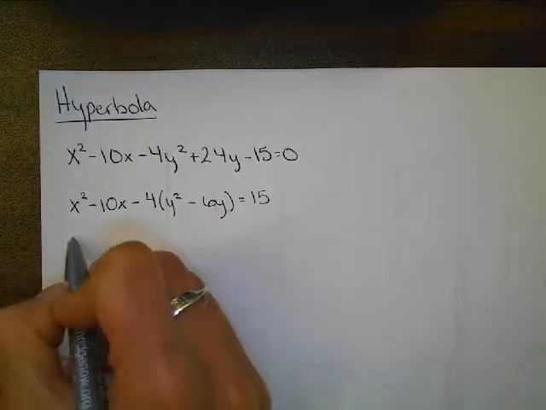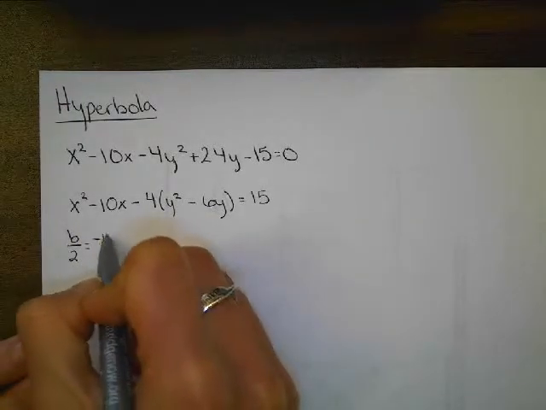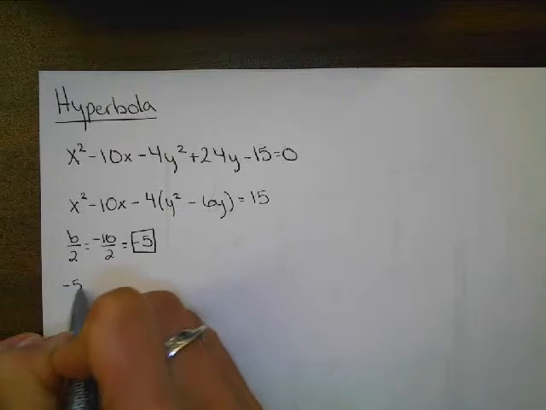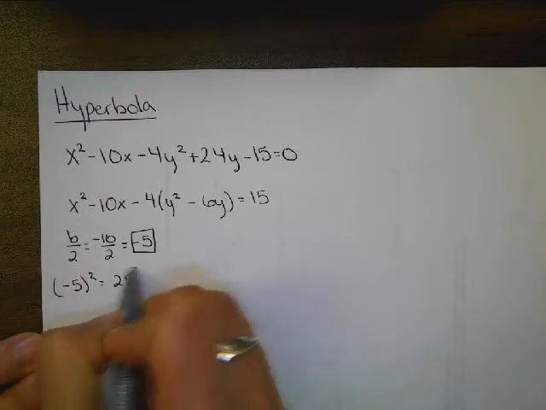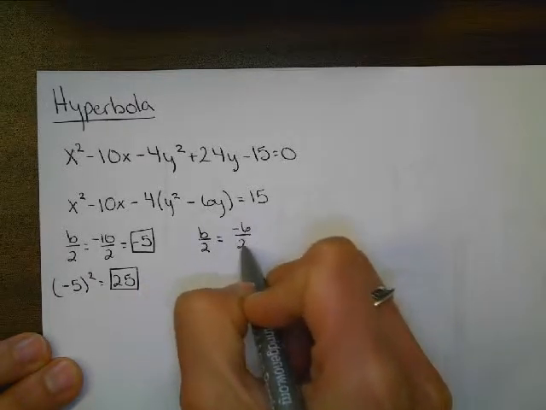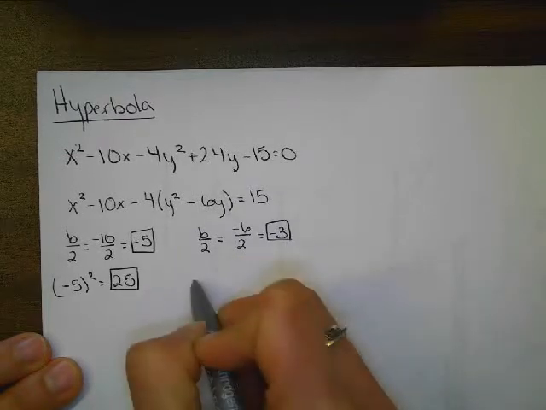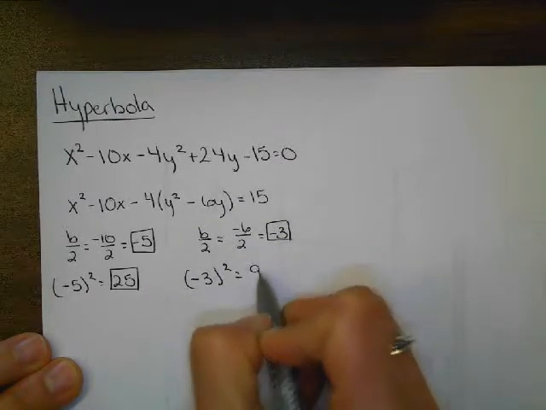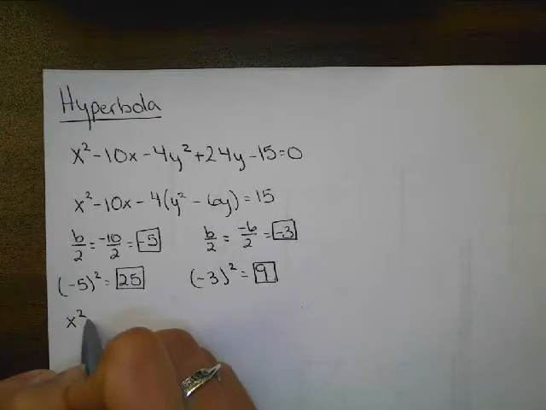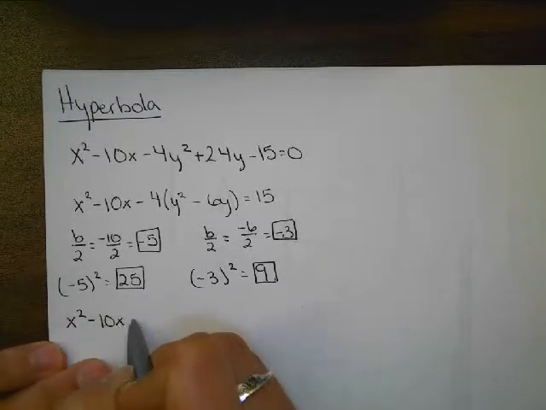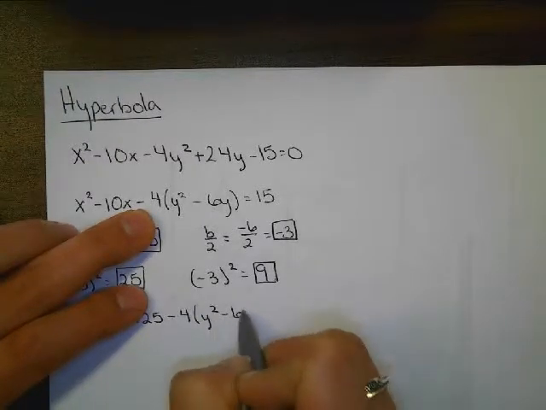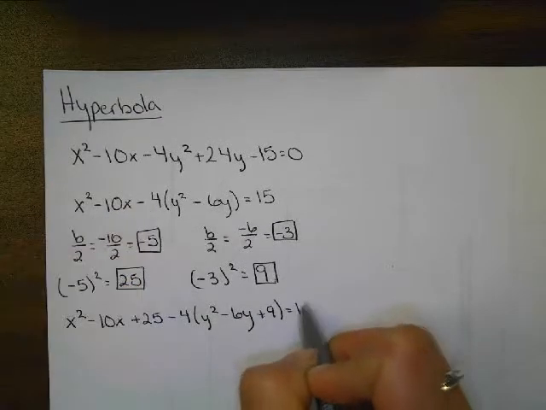Now I can complete the square. So I have b over 2. It's going to be negative 10 over 2, which is negative 5. And then I have to square that, which gives me 25. Then I do the same for the y's here. And I'll square this. Then I put my blanks in for my squares. So I get x squared minus 10x plus 25 minus 4 times y squared minus 6y plus 9 equals 15.